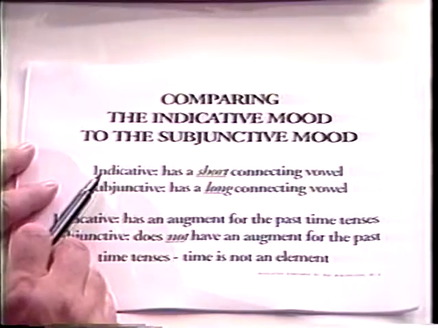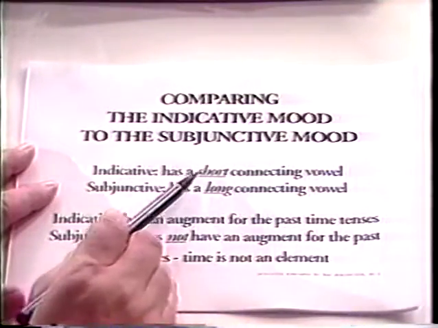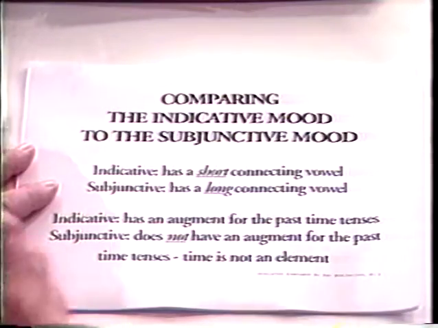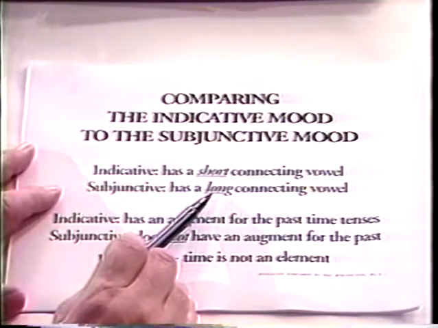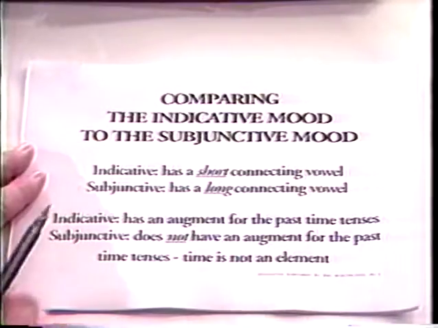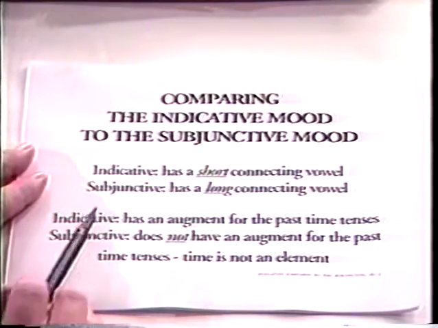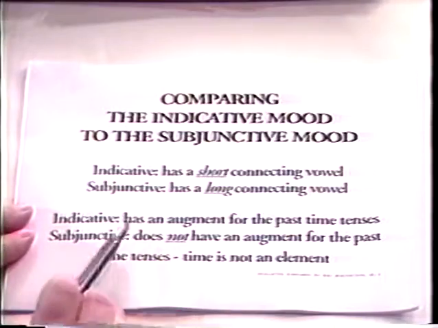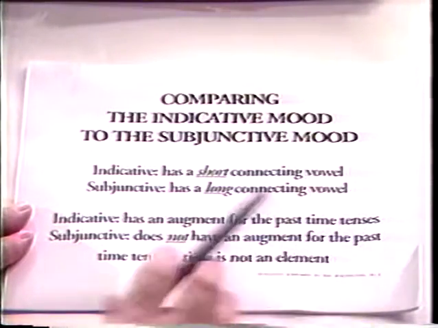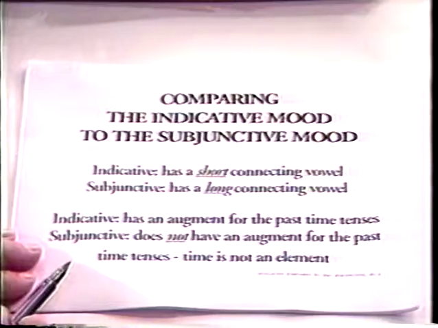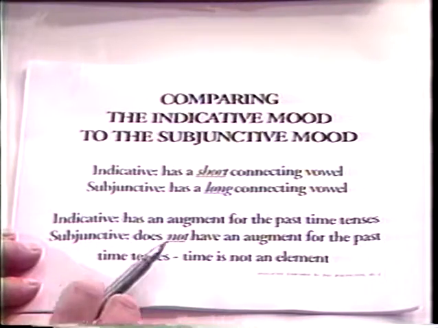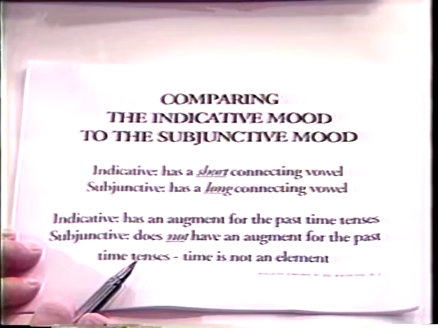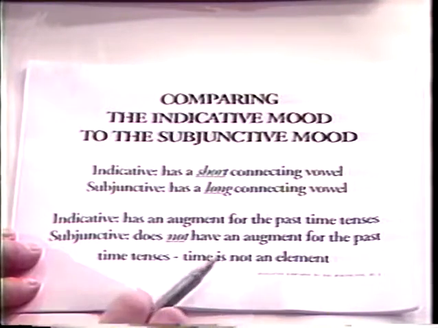The indicative will have a short connecting vowel. The subjunctive will always have a long connecting vowel. The indicative will have an augment for the past time tenses. The subjunctive does not have an augment for the past time tenses because time is not an element. So for an aorist subjunctive, there will not be an augment in front of the verb.